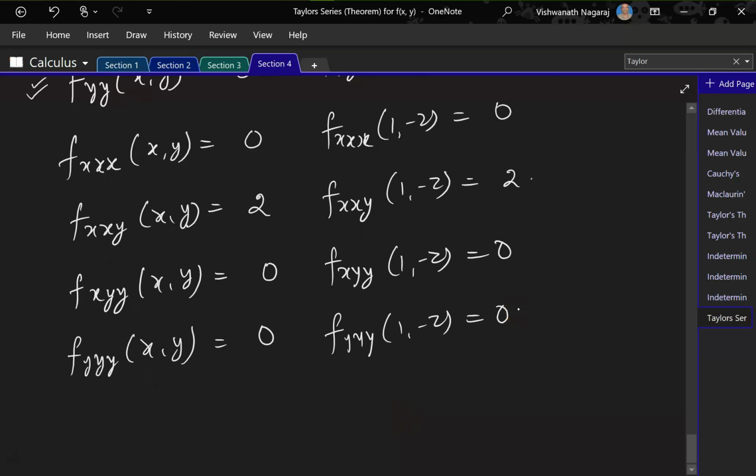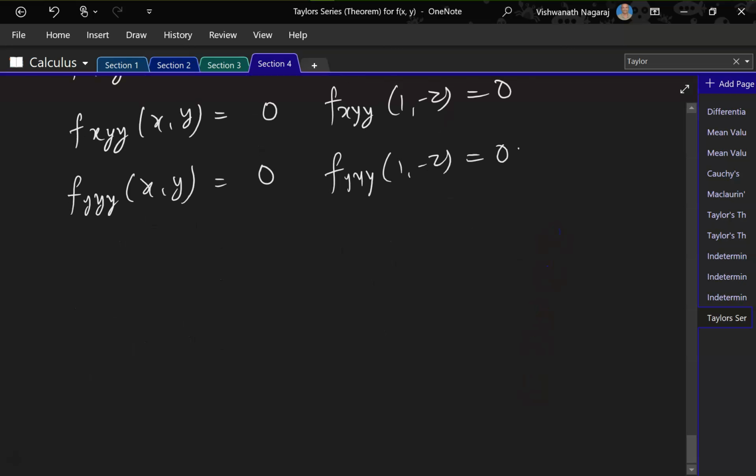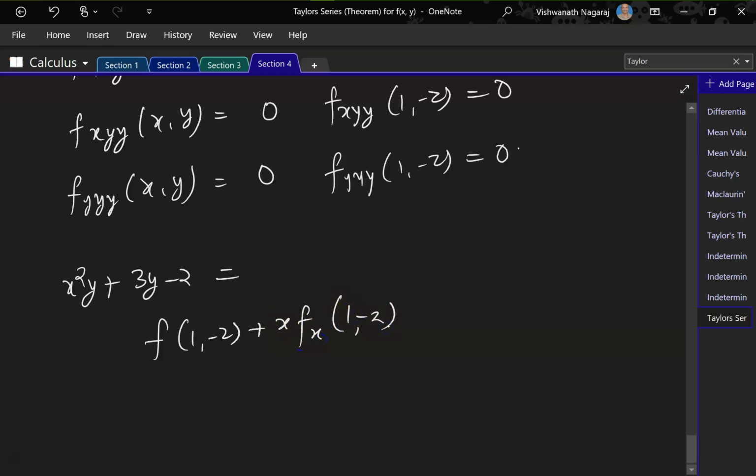Okay. Now what do we do? We substitute these values in our x square y plus 3y minus 2 is equal to f of 1 comma minus 2 plus x fx of 1 comma minus 2 plus y fy of 1 comma minus 2 plus, again I'm just writing it in the standard form first of all, by just putting the values of x and y, and then we will see evaluating those.